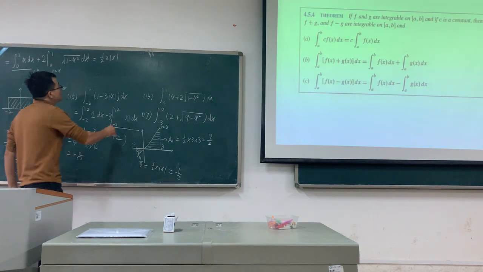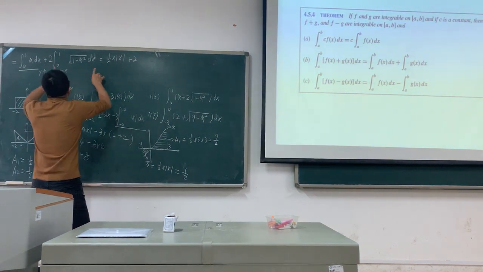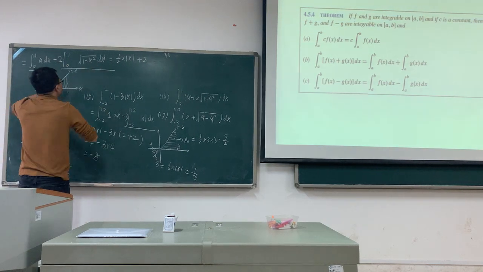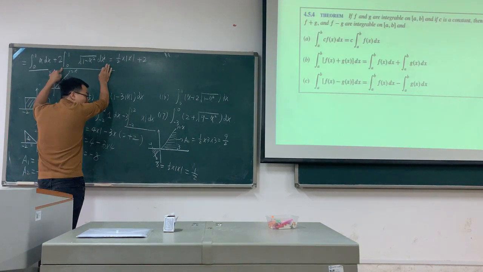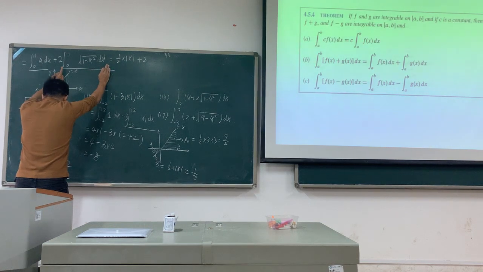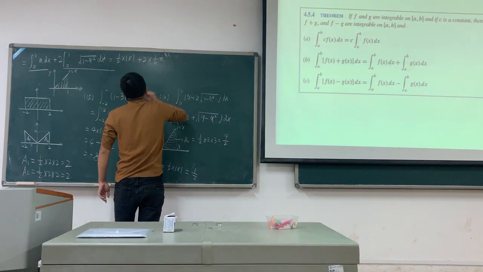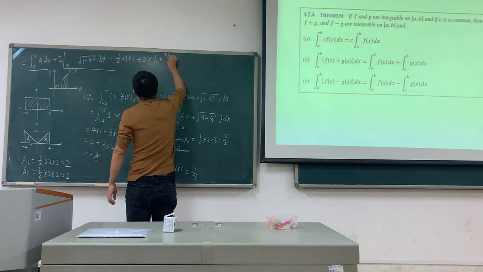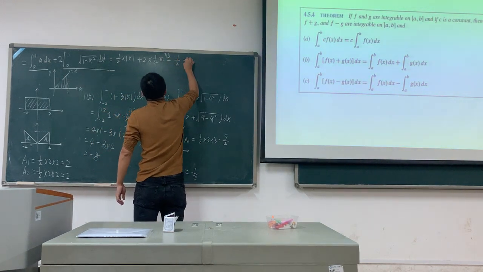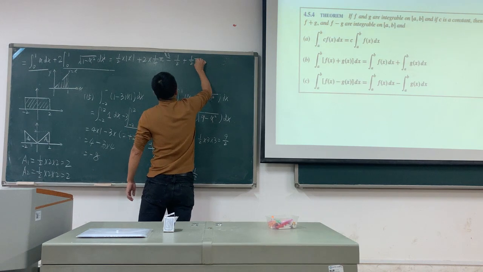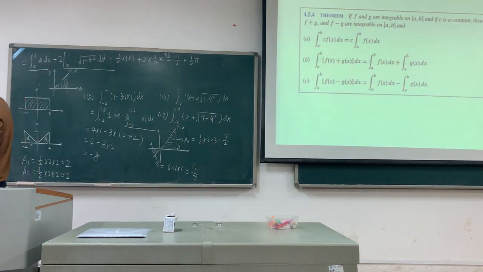And plus 2 times this integral. This integral we computed twice before. It's 1 quarter times pi. So the result is 1 half plus 1 half pi. So this is the result.